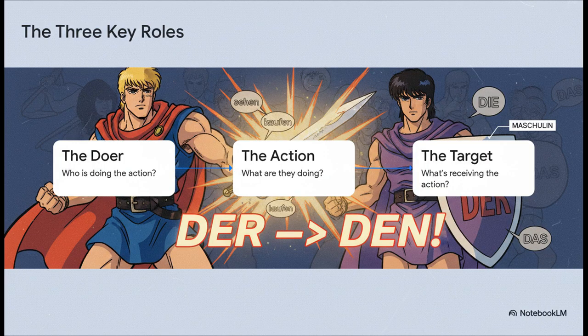First, you've got the doer. That's just the person or thing that's actually doing something. Second, you have the action. That's the verb, what's happening. And third, you've got the target, the person or thing that is getting the action done to it. That's it. Doer, action, target.